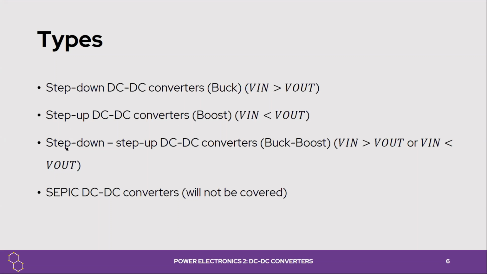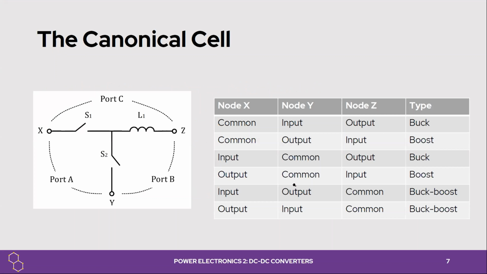And we have now the step down, step up DC to DC converter, which is called the buck boost, which usually changes the polarity of the output. It can make it step up, it can be step down, but the most important part is that it changes the polarity of the voltage. And we have the SEPIC DC to DC converter, which is not going to be covered.